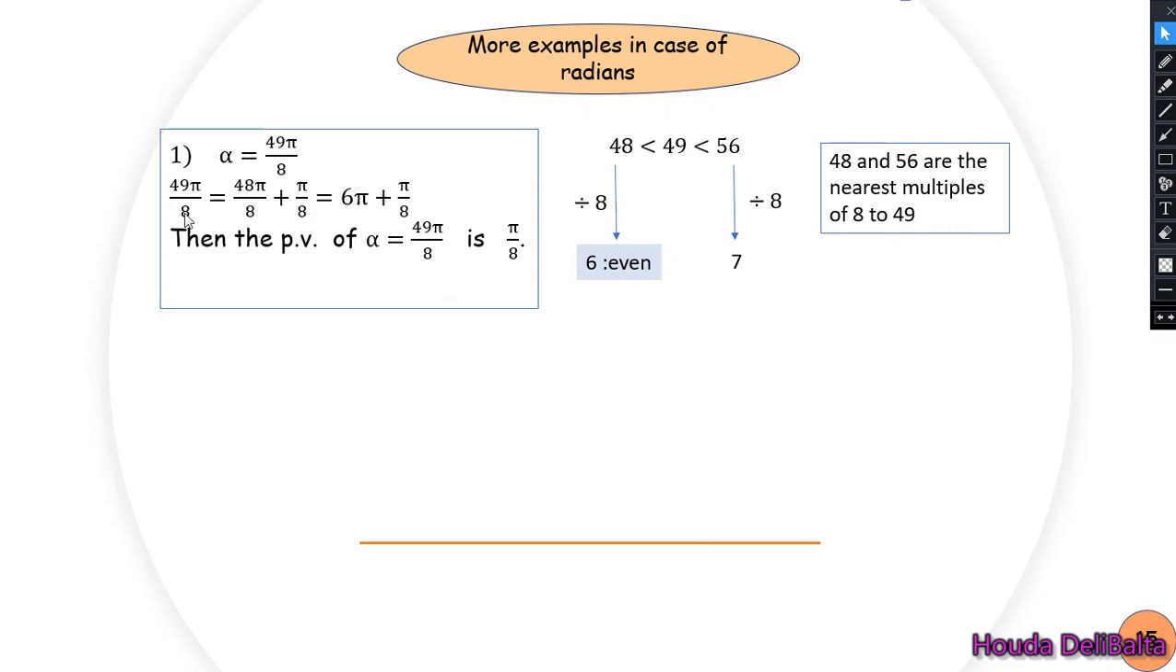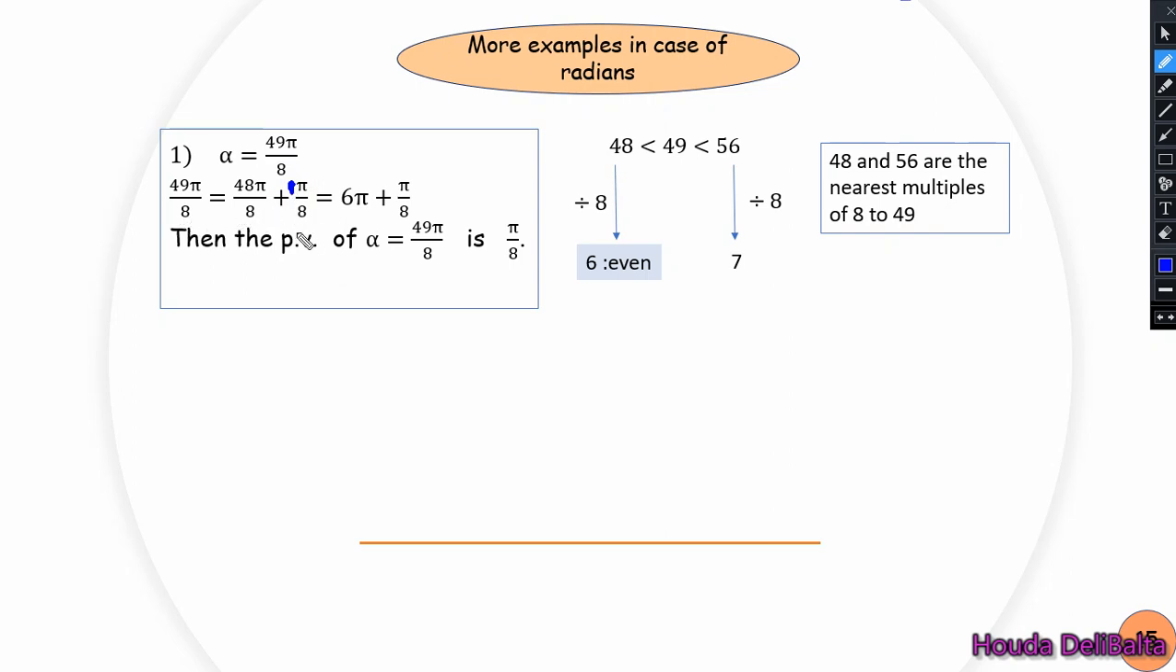Then I have to write 49 pi over 8 as 48 pi over 8. So I choose 48 and I write it multiplied by pi and over 8. And what remains to have 49 pi over 8? We just need 1 pi over 8, as you see here. So 48 pi over 8 plus 1 pi over 8 gives 49 pi over 8 again.